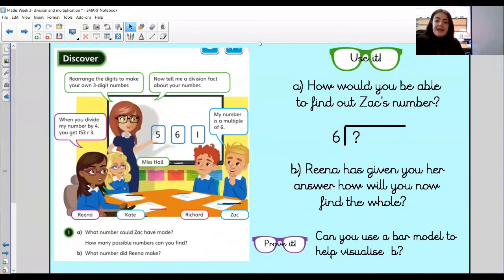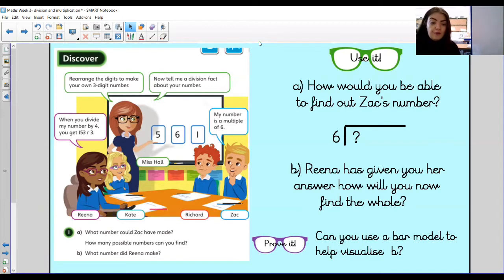Okay then, so let's wake our brains up. Let's just see how confident we are with our short division method. So you can see here, we've got Miss Hall and her little maths group, and she's giving them 3 number cards on the board. She's telling the children to rearrange the digits to make your own 3-digit number. Tell me a division fact about your number. So each of those children have created their own number using those 3 digits.